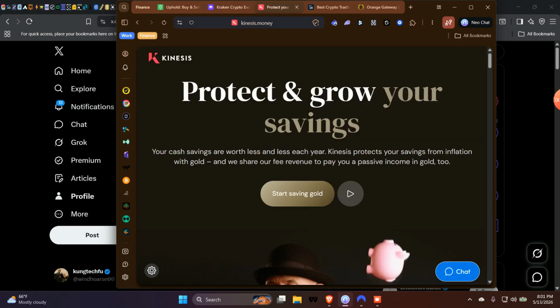Next up on the list, we have Kinesis Money. Ladies and gentlemen, I have been with Kinesis pretty much ever since I've been in crypto, and it's extremely legit. You know what I'm saying? I can personally vouch for them. I've been with them at least 3 or 4 years.